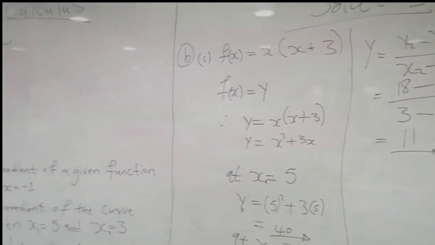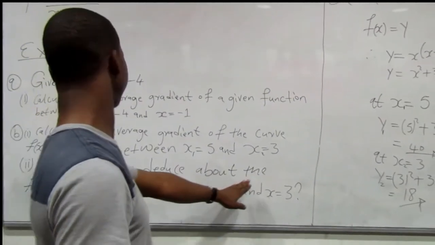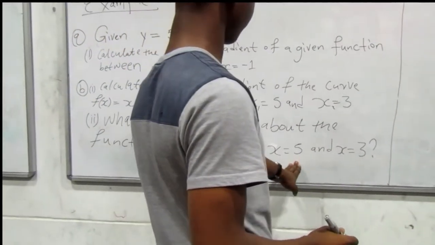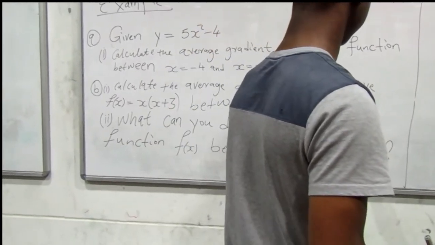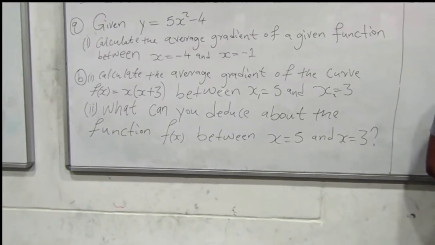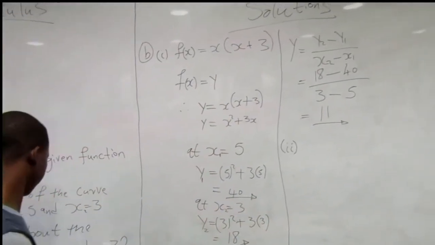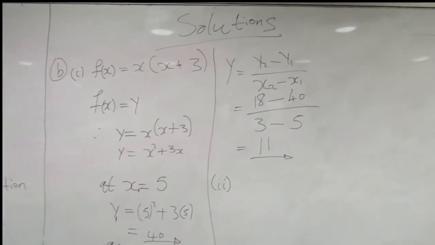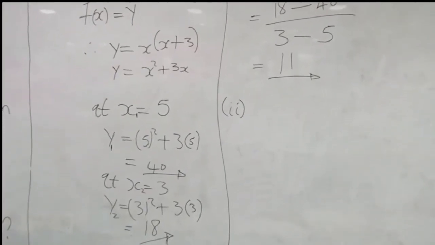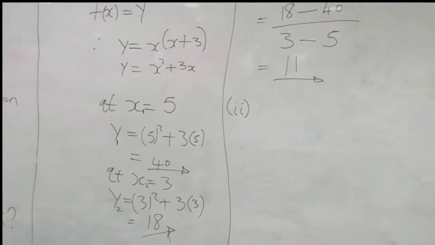Now we are looking for our Roman figure 2 that says, what can we deduce about the function f of x between x is equal to 5 and x is equal to 3? Our Roman figure 2, I'm going to write it here. We need to analyze this accordingly. What can you deduce? In order for you to approach this question, you need to look for the x values that you are given, which our f of x lies between.